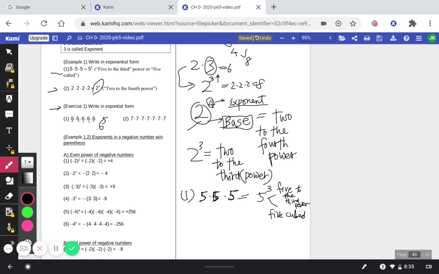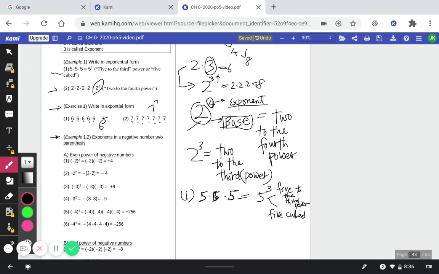Now, how about the next product, the next multiplication? You're multiplying the same base, the same number, 1, 2, 3, 4, 5, 6, 7 times. So that becomes 7 to the 7th power. So that's one way of expressing a product of the same number in exponential format. Does everybody understand this? Okay, great.